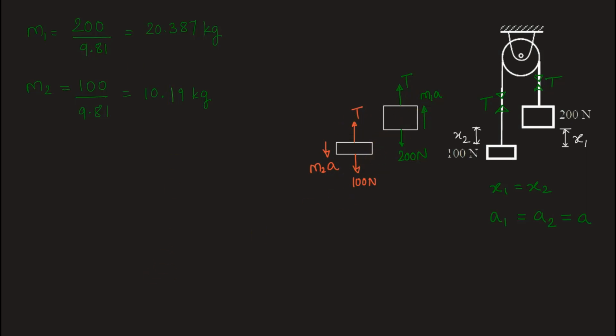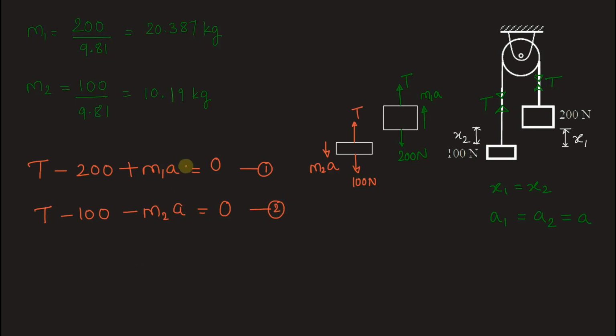As per Newton's second law of motion, we can write down the equations of equilibrium for both the masses. So in the first case, taking upward positive, T minus 200. Inertia force is also upward, so it is plus M1A is equal to 0. Let this be equation 1. In the second case, for the second mass, we have again upward T positive minus 100. This time the inertia force is downward, so we have minus M2A is equal to 0. Let this be equation 2.